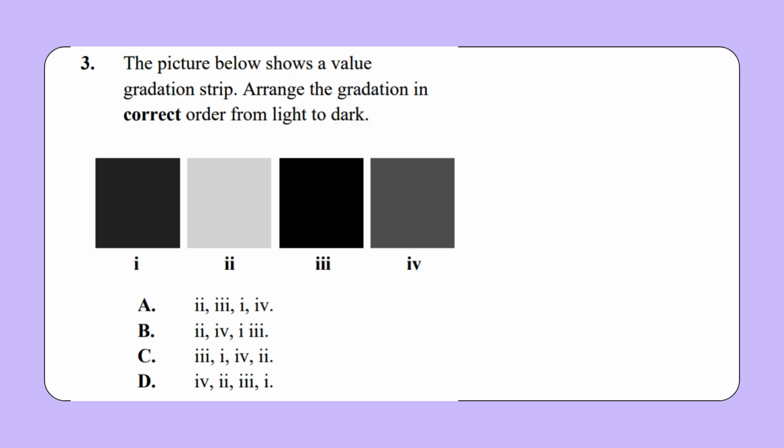3. The picture below shows a value gradation strip. Arrange the gradation in correct order from light to dark. A. 2, 3, 1, 4. B. 2, 4, 1, 3. C. 3, 1, 4, 2. D. 4, 2, 3, 1.